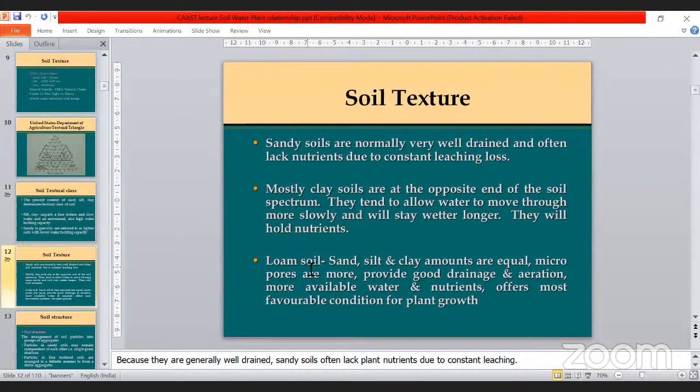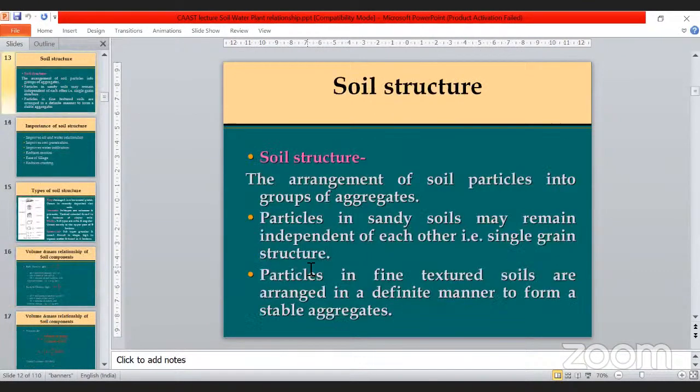They will hold the nutrients. But loam soil is where the sand, silt, and clay amounts are equal. That may be roughly 33, 33, 33 proportions, or maybe the silt proportion is more. So naturally the micropores are more, providing good drainage and aeration, both equally, and more available water and nutrients, which creates the most favorable conditions for plant growth.